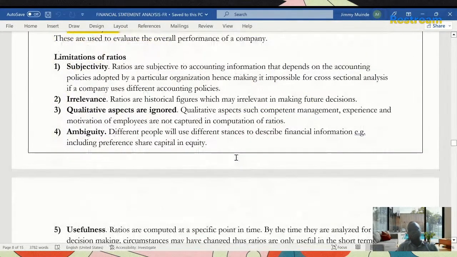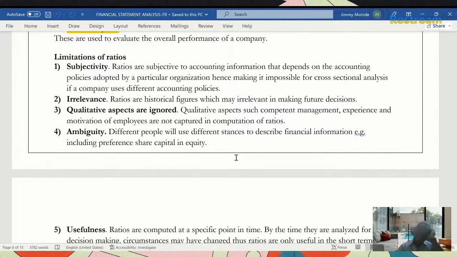There are also some limitations associated with ratios. One of the limitations is subjectivity, meaning they depend on the accounting information. So if there is any error in the accounting information, that will affect the financial ratios entirely. Another challenge is irrelevance. This means the ratios are based on historical figures, figures of a past event, and they are used to make decisions about a future event. So they may not be relevant for making a future decision.